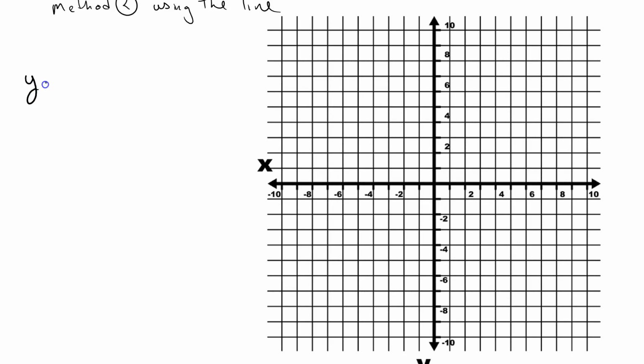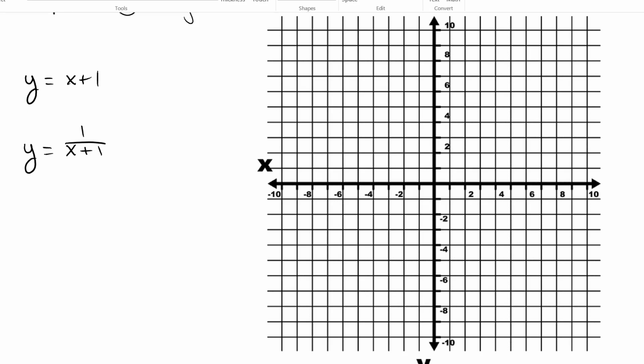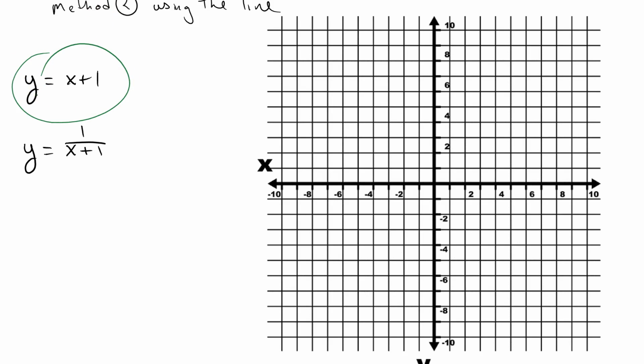So I'm going to graph two things. I'm going to graph y equals x plus 1, and I'm going to graph y equals 1 over x plus 1, which is all over, or all under 1. First things first, though, I'm going to graph this guy in green. X plus 1, I know my x-intercept is negative 1, and from there I have a slope of positive 1. So this right here is my line. Just going to draw that in green.